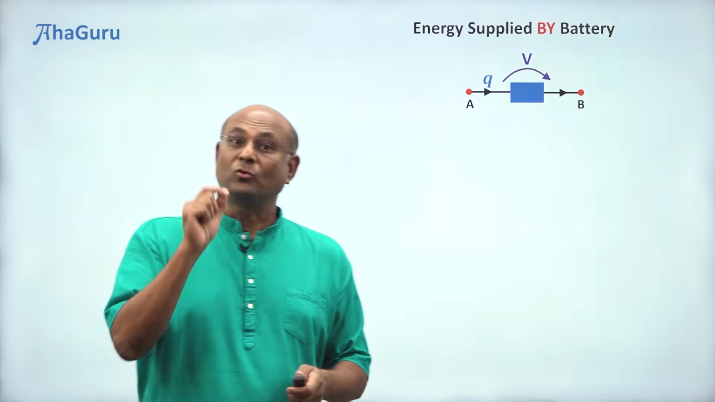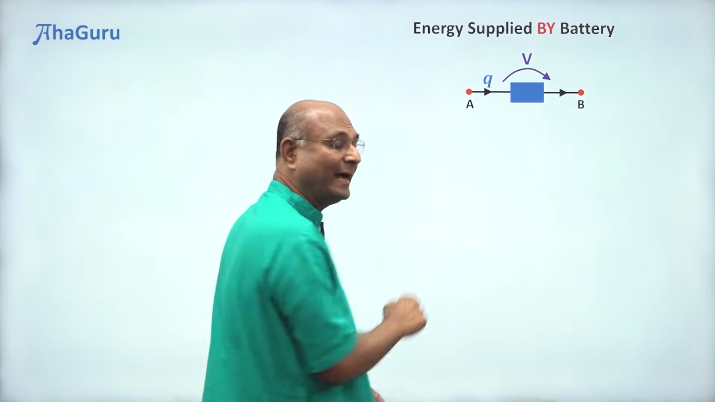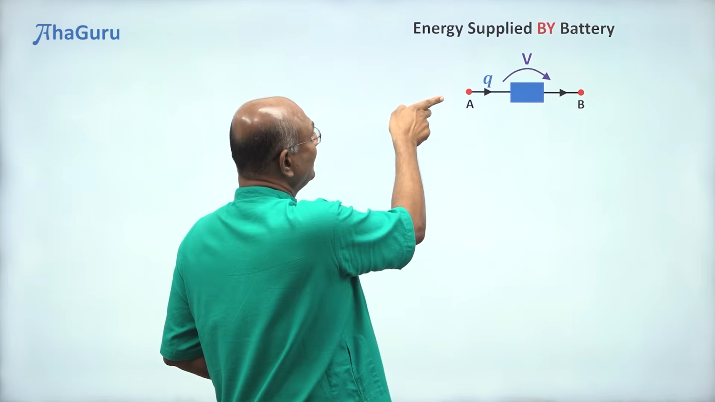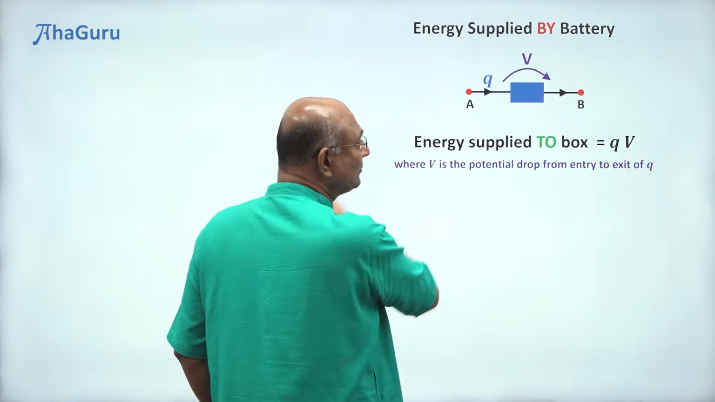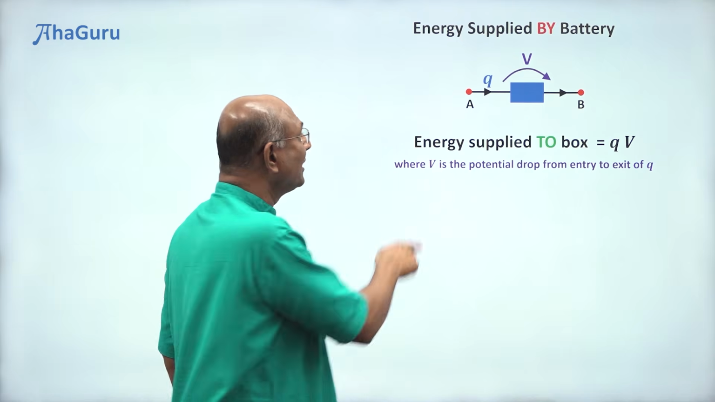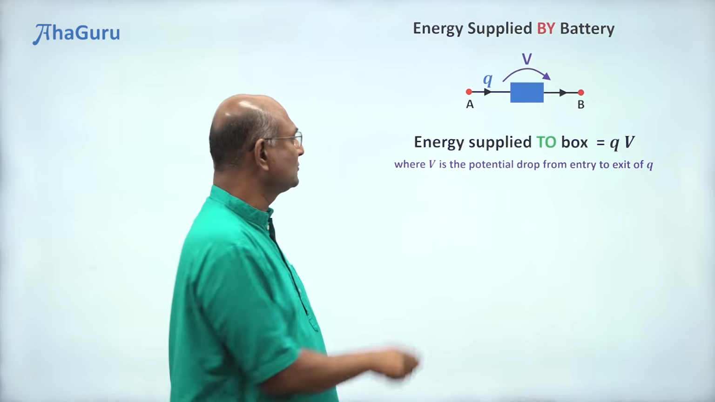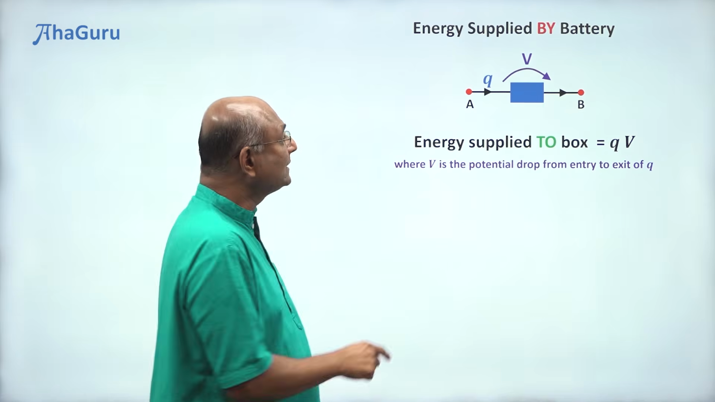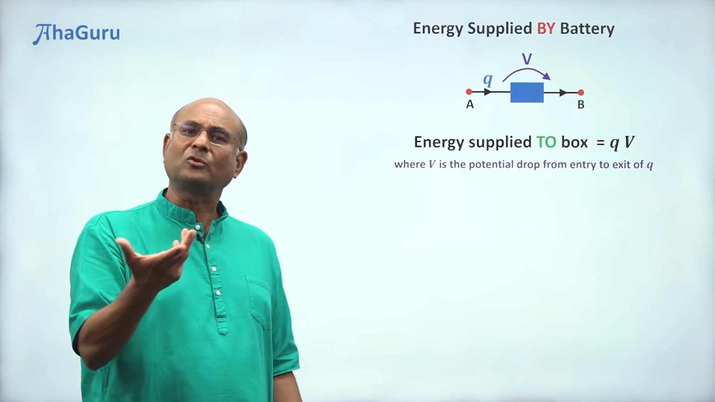If I wanted to know how much energy is supplied by the battery, I need to work out the formula for it, right? To do that, let us first look at this general case where I have a box. Now when a charge Q enters this box, the energy supplied to the box is Q times V, where V is the potential drop from the entry point of the charge to the exit point of the charge. So this we know. And we know that this is true for any electrical element. So it's also true for a battery.